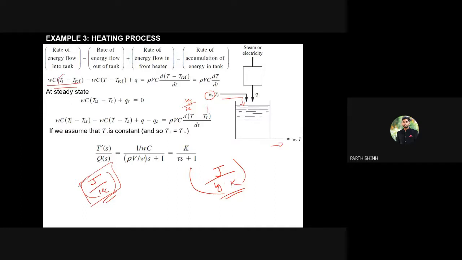I will elaborate why Ti minus T reference is written here, but before that, I'm just balancing the equation. So this is kg per second into specific heat, which is this one, and this is the temperature, in Kelvin. If you balance all the units, it gives only joule per second. Okay. So this is what we want from the system.